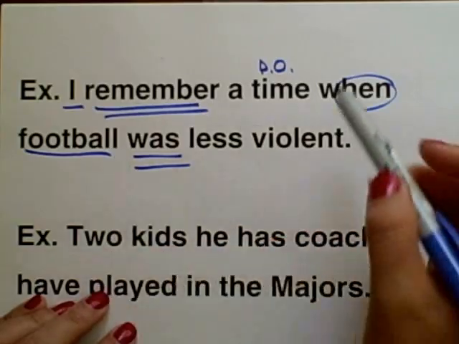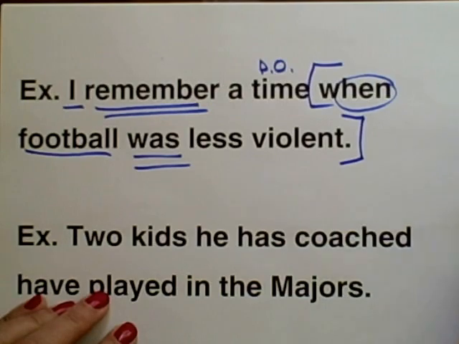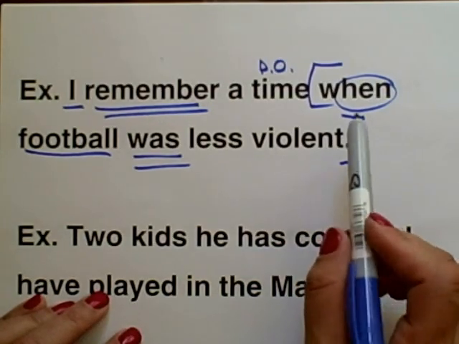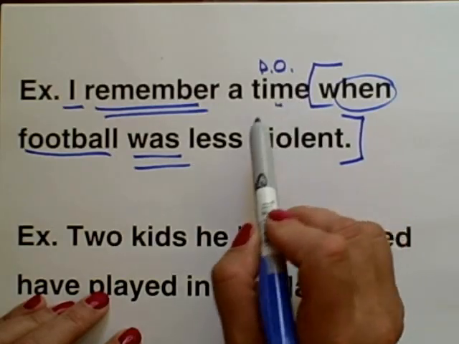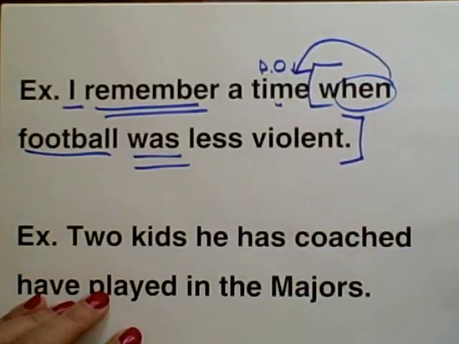What does the clause modify when football was less violent? Since the adjective clause is at the end of the sentence, it must modify the word that comes right before it, time. Which time? A time when football was less violent.